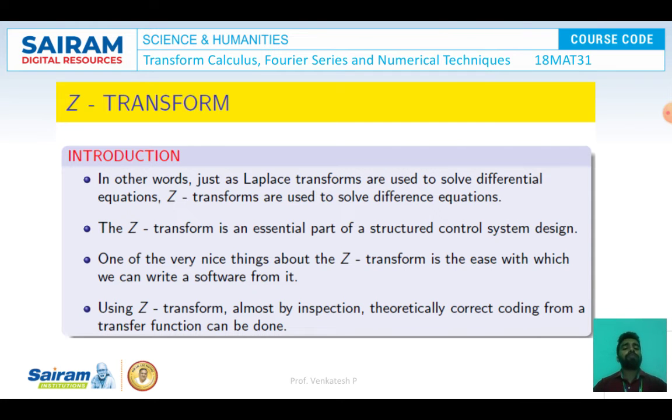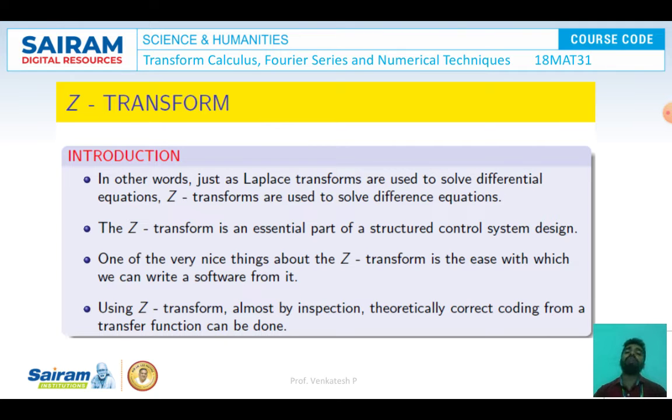So first we will learn why to use Z transforms. In Module 1, we learned about Laplace transform concepts, right? That Laplace transform is useful to solve differential equations. Similarly, this Z transform is also useful to solve difference equations. And this Z transform is an essential part of structured control system design.